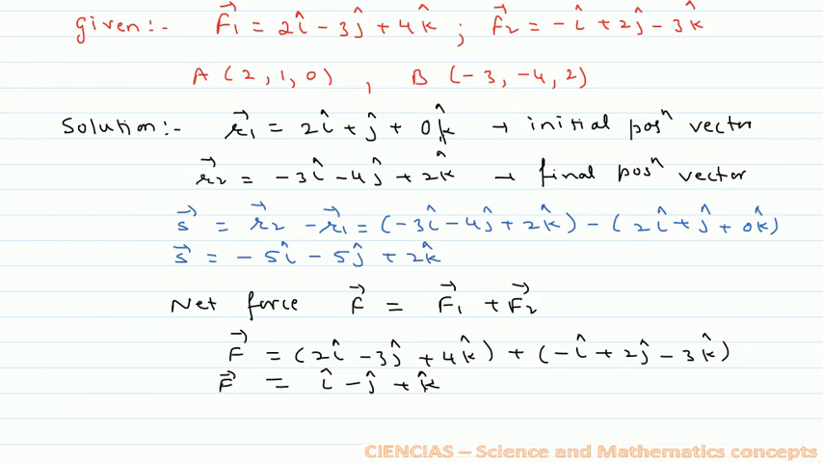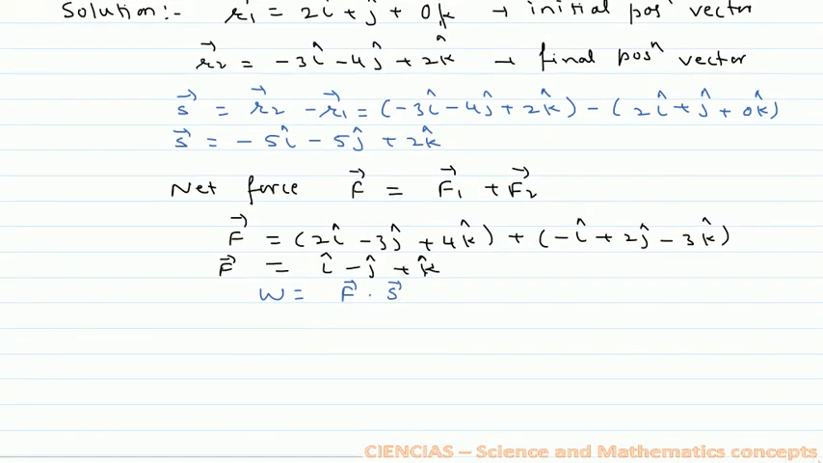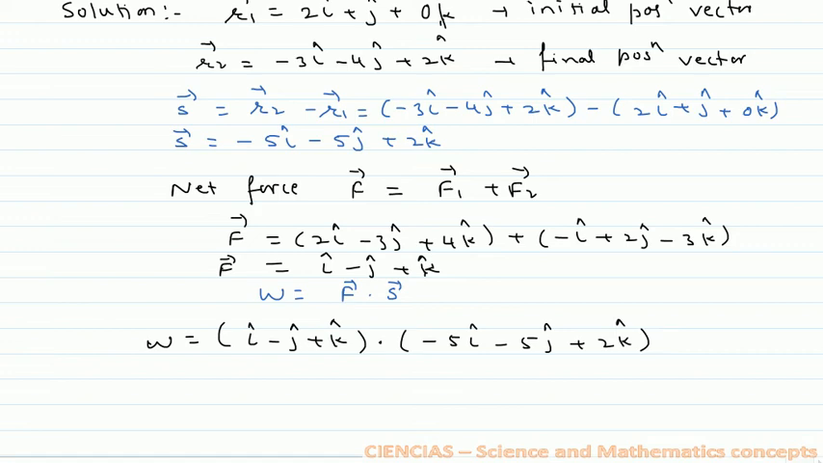Now what is the formula for work done? Work done is given by F dot S. So now we put the values here. We will get work equals force, I cap minus J cap plus K cap, dot minus 5I cap minus 5J cap plus 2K cap. We know that I dot I is 1, J dot J is 1, K dot K is 1, rest are 0. Therefore, work is equal to minus 5 plus 5 plus 2. That comes out to be 2 joule.